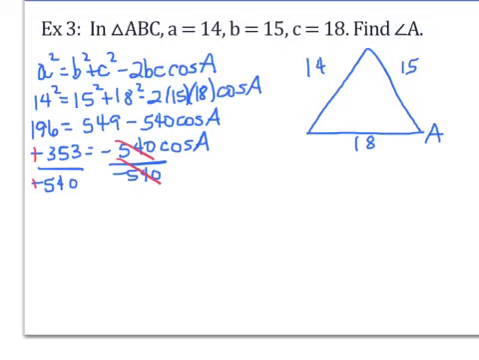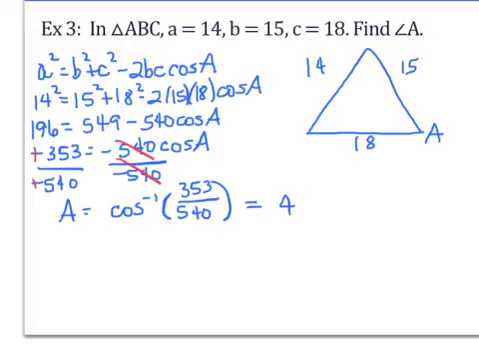And then to get the angle out of the cosine, we're going to take the inverse of both sides. So we have cosine inverse of that fraction, and you can enter that whole thing into your calculator just like that. When you do that and round to one decimal place, you'll get an angle of 49.2 degrees.